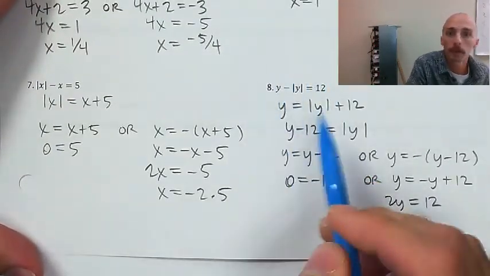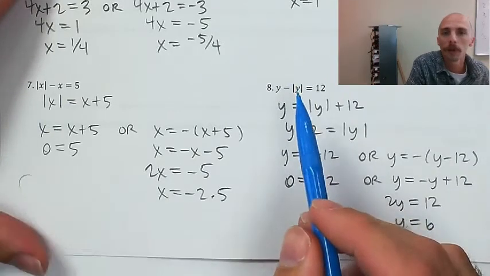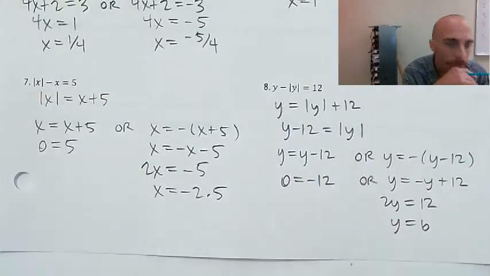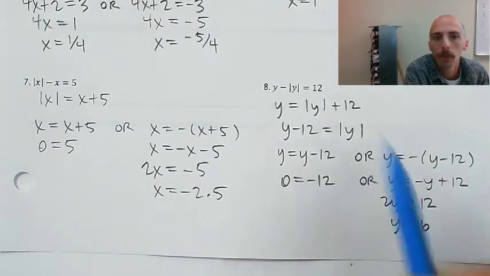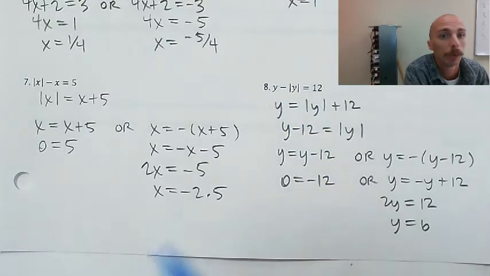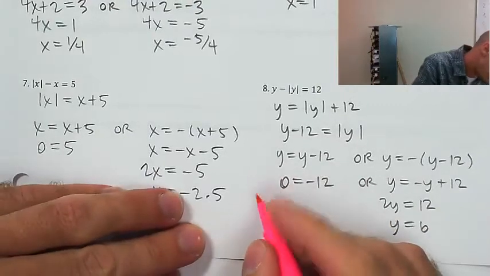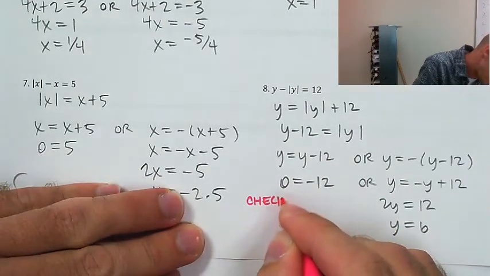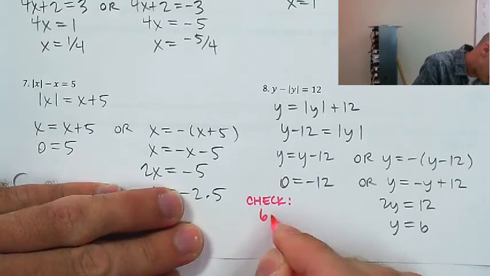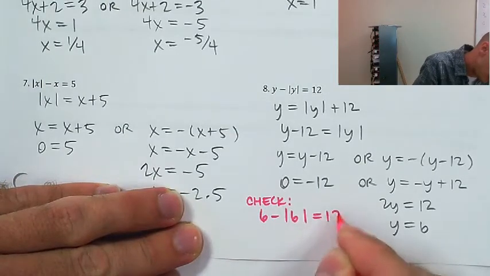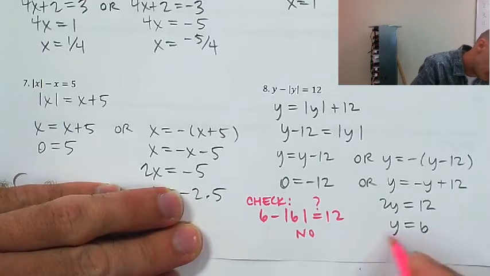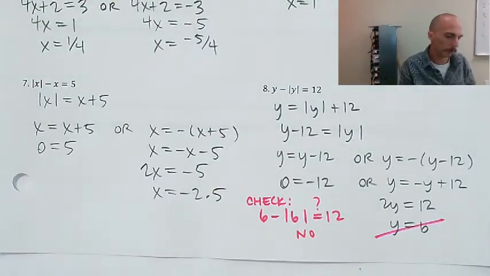Okay, but again, this is one of those equations with a variable on the inside and on the outside of the absolute value, so we should be checking, right? We should always be checking. What happens when we plug in y equals 6? We get 6 minus 6 equals 12? I don't think so. Okay, so this is an extraneous solution. To check, y equals 6. 6 minus the absolute value of 6 is equal to 12? No. Okay, extraneous solution. Get rid of it. Move on. Okay.